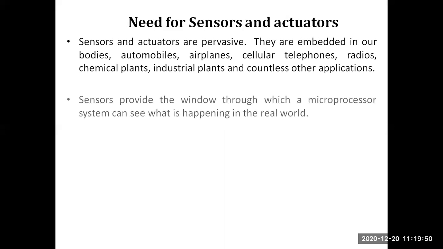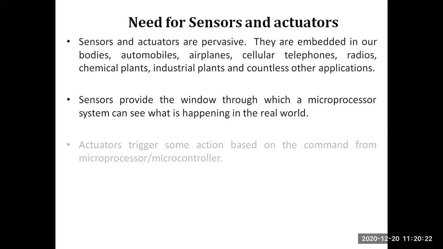Now, coming to sensors, they provide the window through which a microprocessor or an intelligent system can see what is happening in the real world. In order to do some crucial control operations, it is very essential to understand what is happening in the real world. So it has to get the information before it decides and acts on certain entities. This information is provided by the sensors.